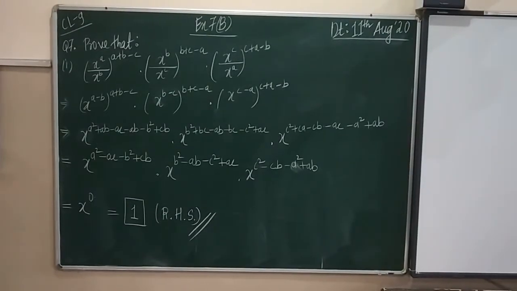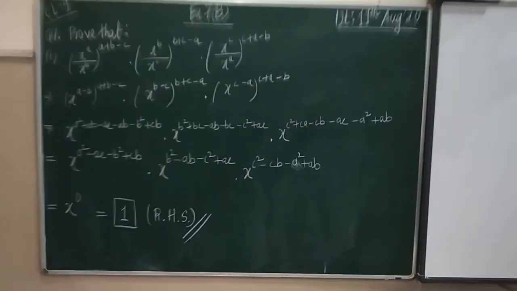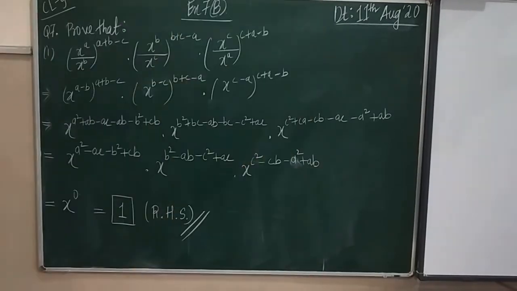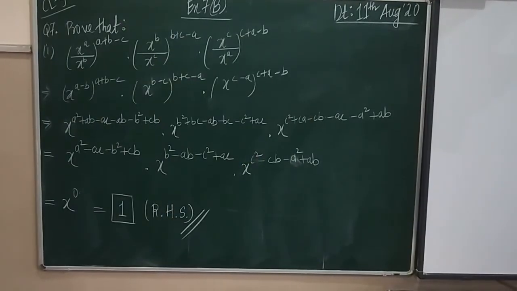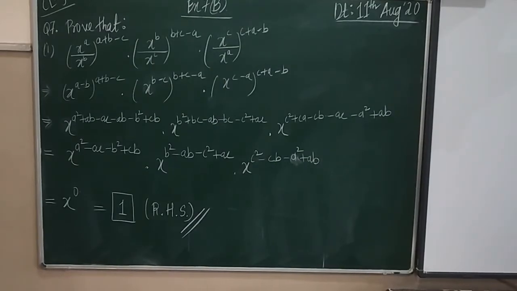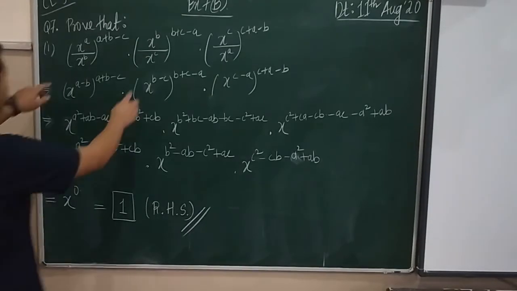Alright, the next one we are taking is question number 7. And question number 7 is to prove that, right? We have to prove this left hand side is equal to 1. In fact, we have done this type of question before also. It's a very easy question, right? So what we'll do is first use the quotient law within the bracket.